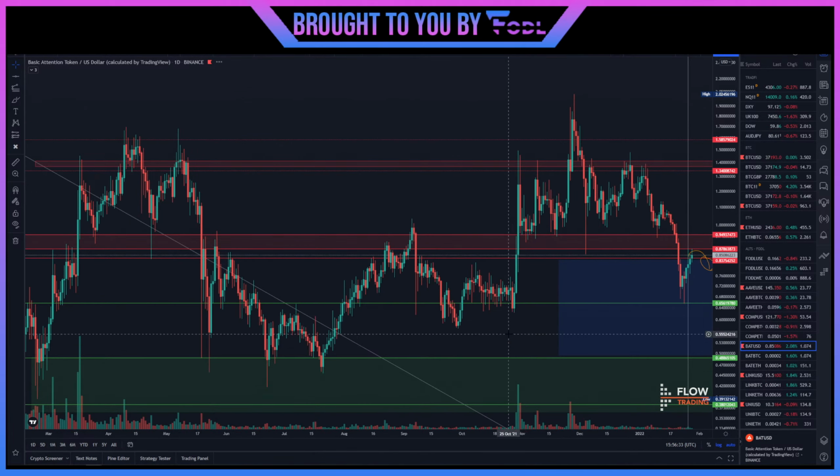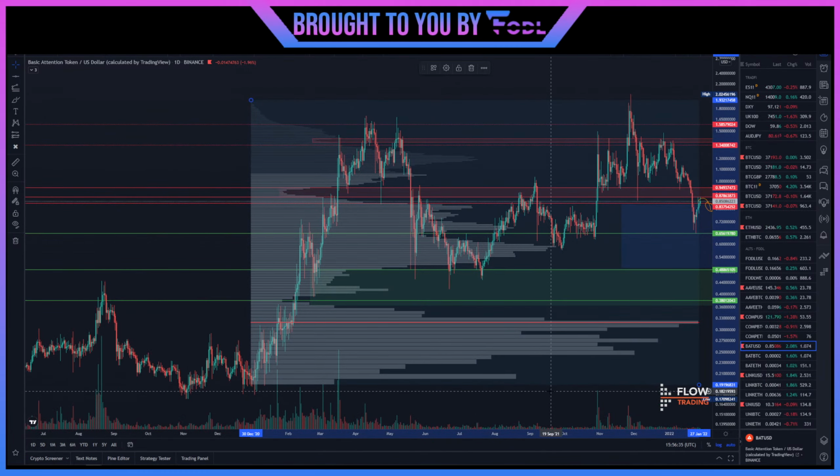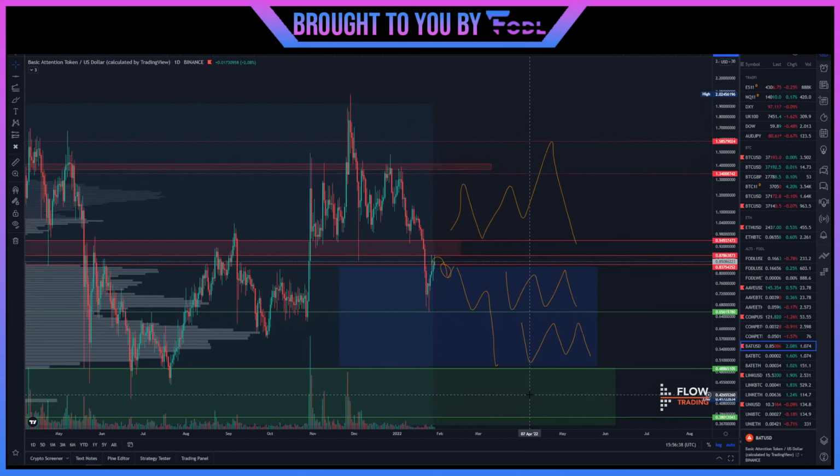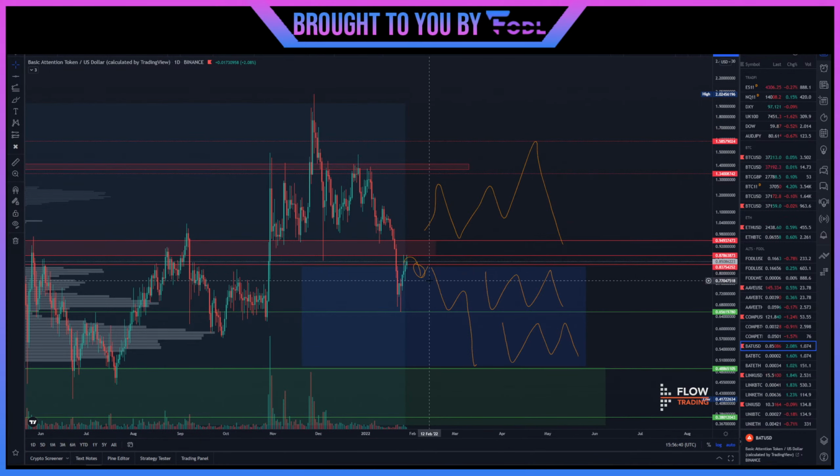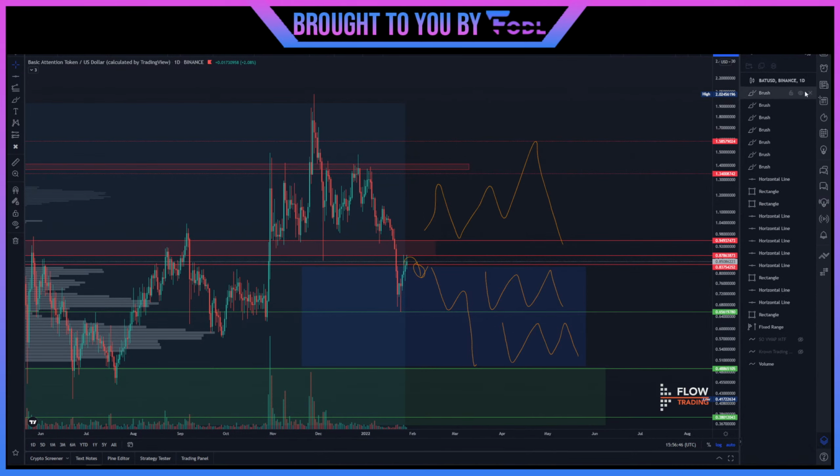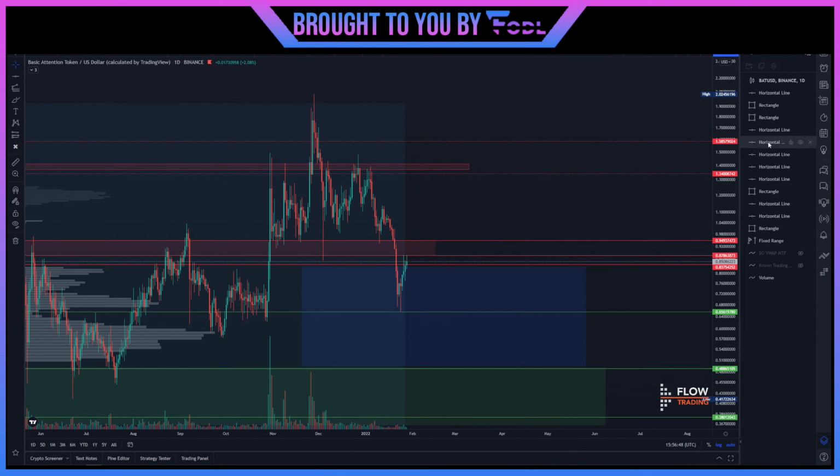Basic Attention Token, BAT, versus USD. Interesting. So we are actually right on. Let me just delete all of this brush. Okay.